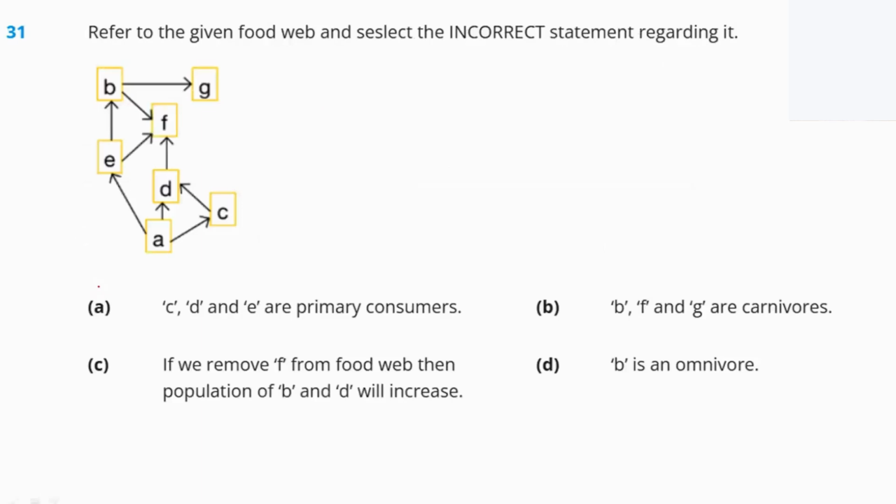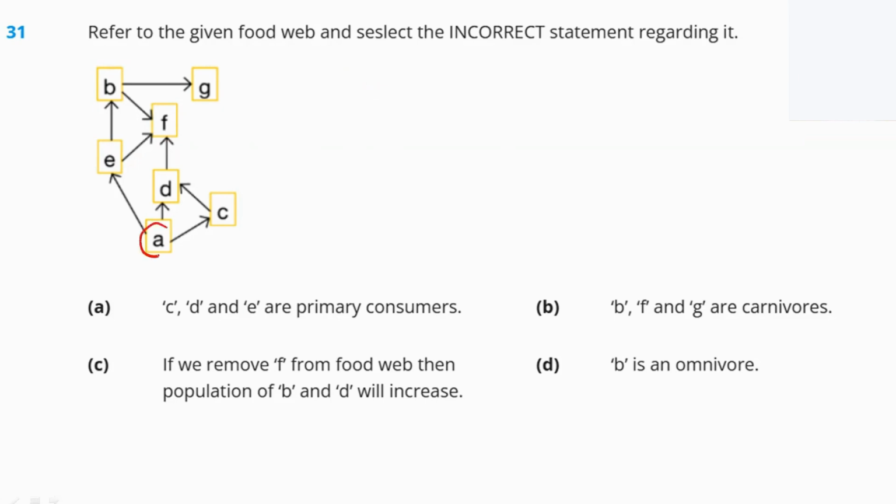Next, refer to the given food web and select the incorrect statement regarding it. Okay, so you have to refer to the given food web. Food web is interconnections of more than two food chains. All right, so you have to find the incorrect statement regarding it. Okay. So first one is CDE. So for that, first you have to identify who is the producer and who is the consumer. The producer will always be the plants from where the food chain actually begins. Okay, and that particular organism will have all the arrows diverting outwardly.